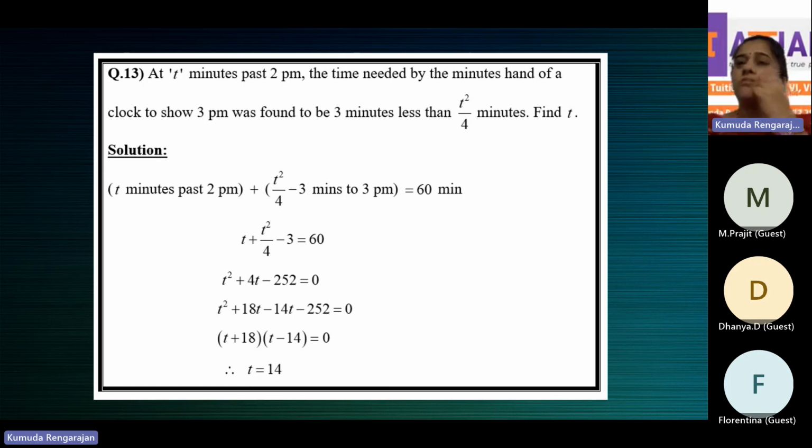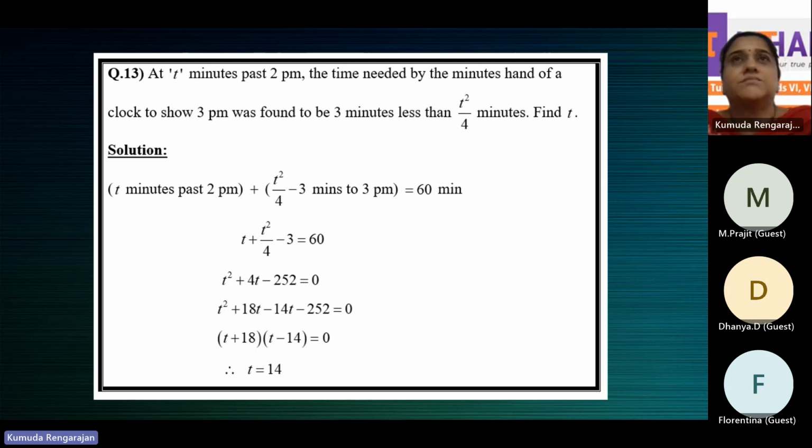Quadratic formula? B square plus or minus root 3 by 4 is... Rajat, quadratic formula? Ma'am, is it D is equal to B square minus 4AC? That's a discriminant. That's not the quadratic formula. Yes.